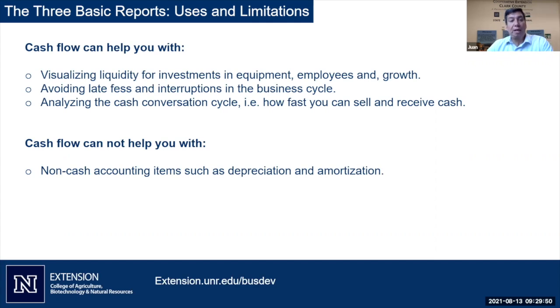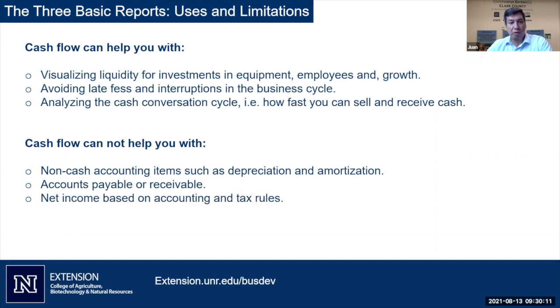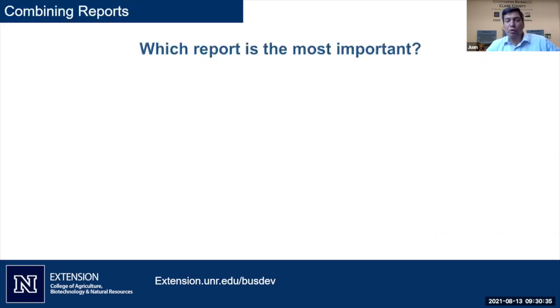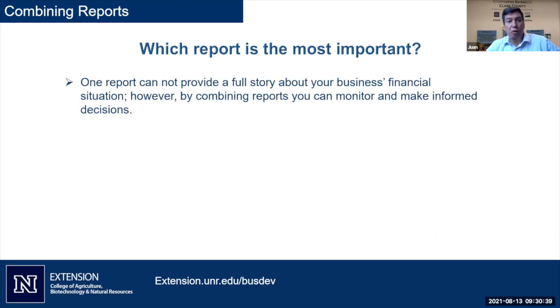The cash flow definitely cannot help you on things like depreciation and amortization because those are accounting rules. You cannot see how much money the clients owe you or how much money you have to pay out. It doesn't keep track of amounts payable and receivable. Your net income also, because it doesn't keep track of the accounting rules and tax rules. It's just flow of money. So those three financial reports are very important, but we should use them together because together they are more useful. No one report can provide the full story about your business and your financial situation. Definitely, you have to combine them in order to make proper decisions.